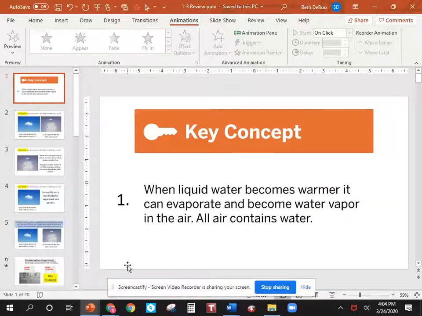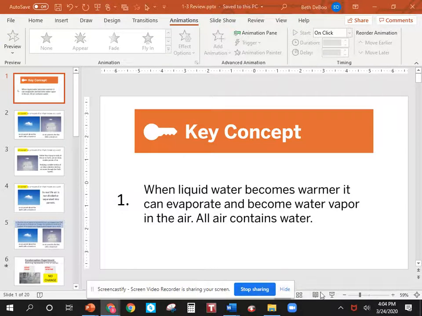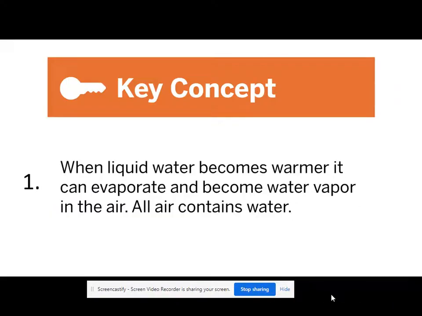Hello again, everybody. All right, this is just a quick little review for weather lesson 1-3, just to make sure that we're all up to date on what we learned before spring break. So the big key concept that we left away with was when liquid water becomes warmer, it can evaporate and become water vapor in the air. All air contains water. So make sure that you have your key concepts up to date in your binder.